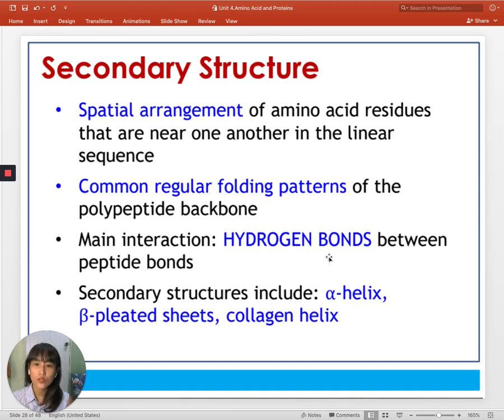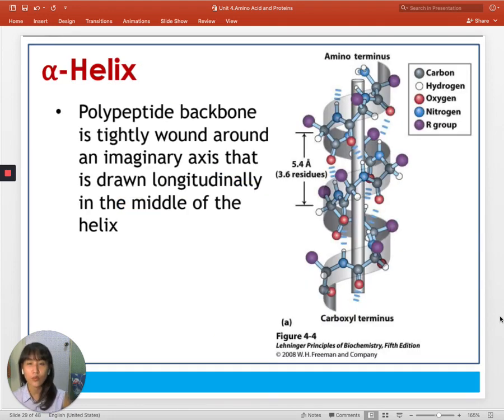Now we go to the secondary structure of proteins. So it is the spatial arrangement of amino acid residues that are near one another in the linear sequence. Common regular folding patterns of the polypeptide backbone. So the hydrogen bonds between peptide bonds is the main interaction. Secondary structures include alpha helix, beta pleated sheets, and collagen helix. So let's discuss this one by one.